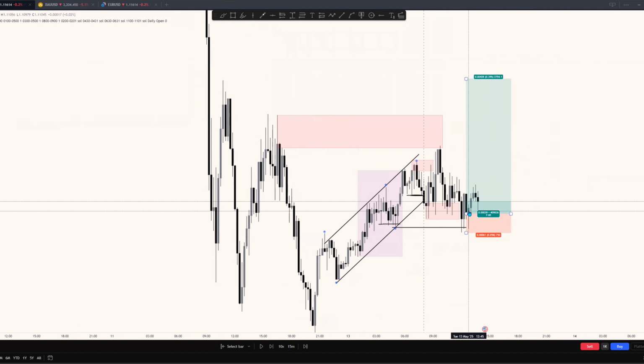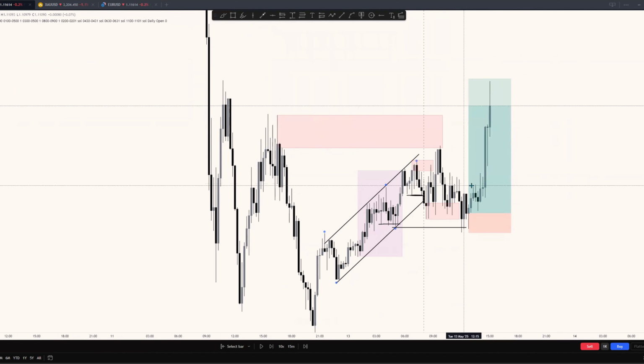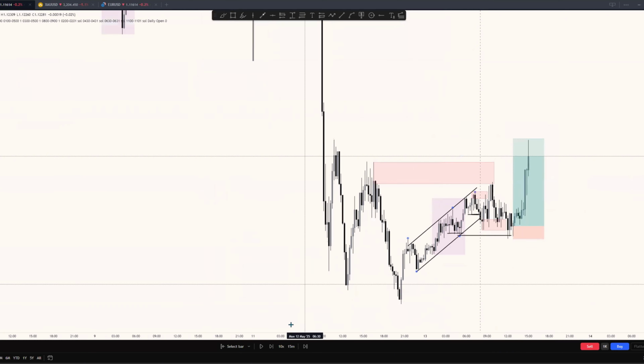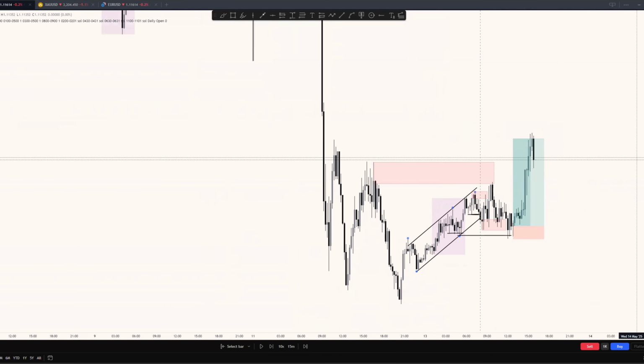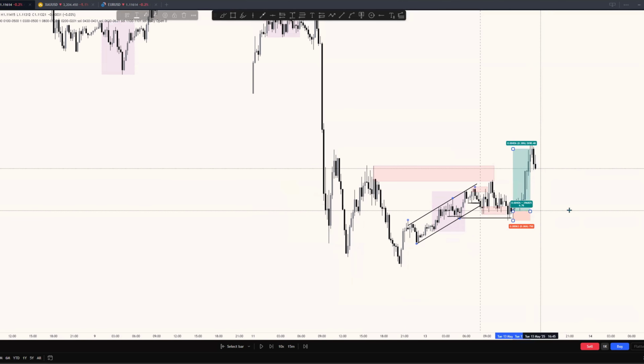We rejected. We could have refined it even more, but that's fine. And bam. So this was my first trade of the week. It was a winning trade. It was a really sexy trade.